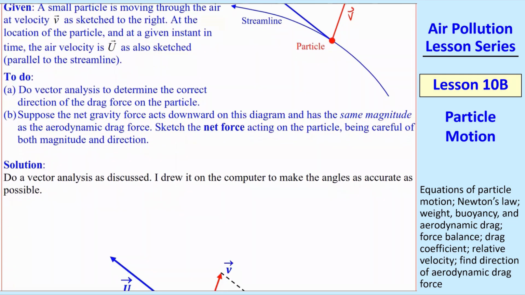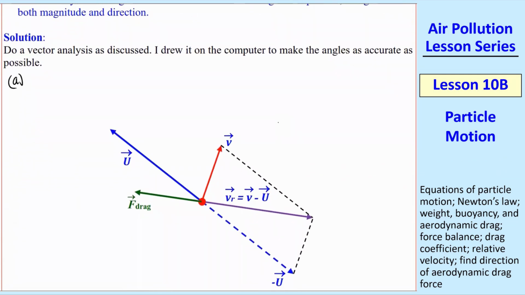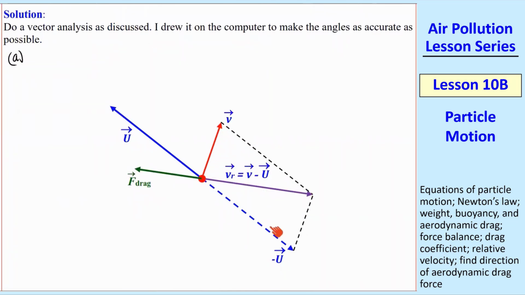So I'll do part A first. This is just a matter of adding vectorially. So I drew this all very accurately on the computer. I took my u, took the negative of it. So this is negative u vector. And then I did a complete the parallelogram of v minus u. So we're adding up v and negative u. I get vr. That's this purple arrow. And then remember the drag is opposite to the direction of vr. So that is the answer, our proper direction of drag.